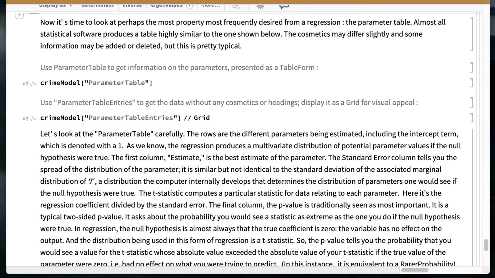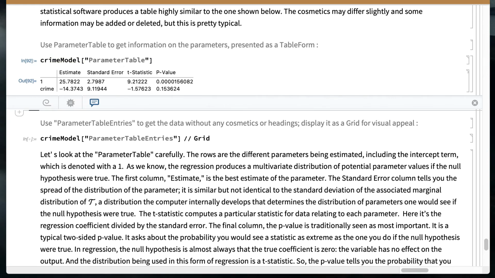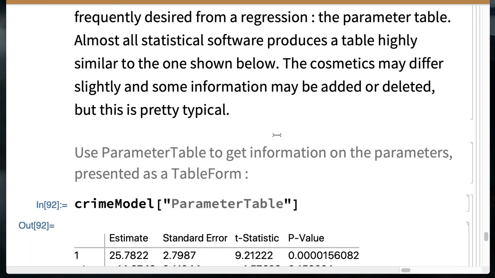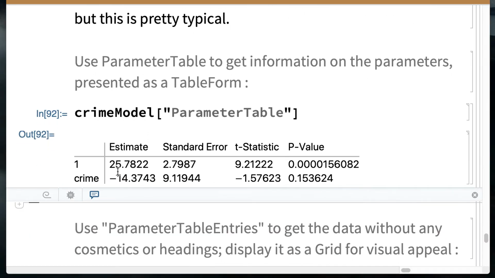Now let's look at perhaps one of the most important properties of a fitted model that's generated by linear model fit. That's called the parameter table. Let's look at it. Okay. And let's in fact magnify this just so we can magnify its importance in your mind. All right. This is telling us our best estimate of what the coefficient is. It's basically 25.78 minus 14.37 crime.